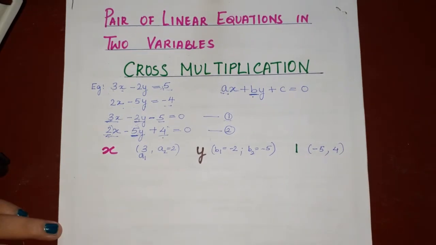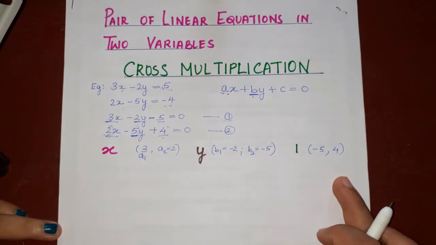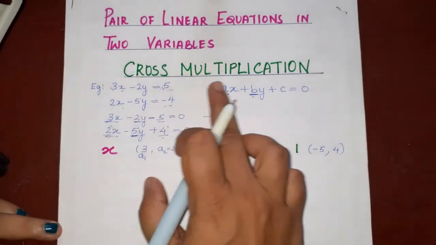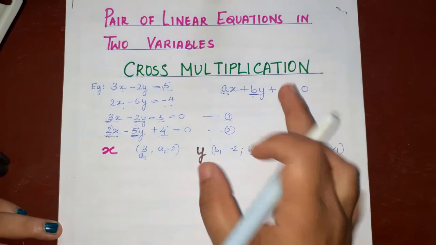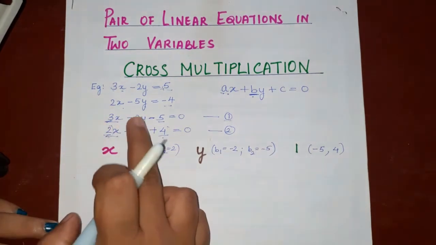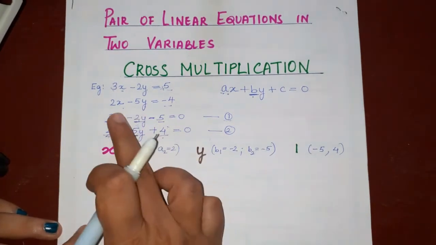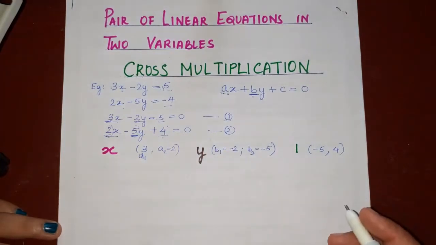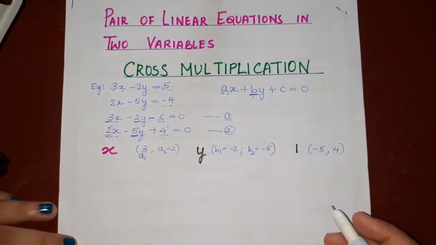Once we are done writing in this form, now we need to multiply. As the name suggests, cross multiplication, we are going to multiply these values associated with these letters in a cross way, in a cross fashion. Let's see how. So first I am going to write the values of b. I'll show you all how.